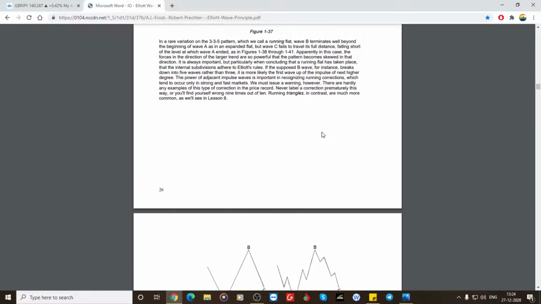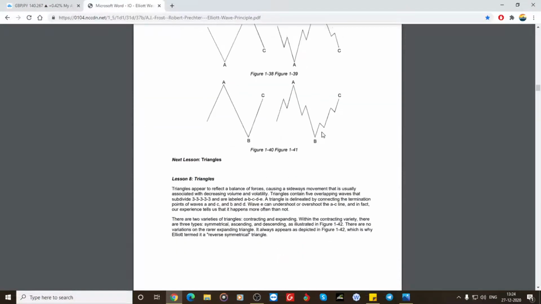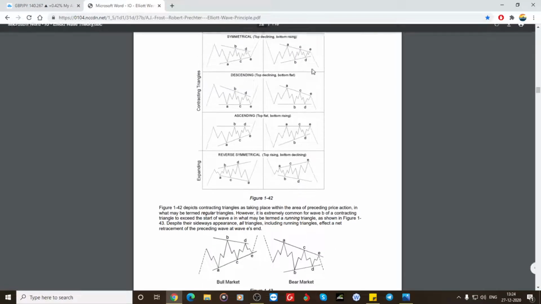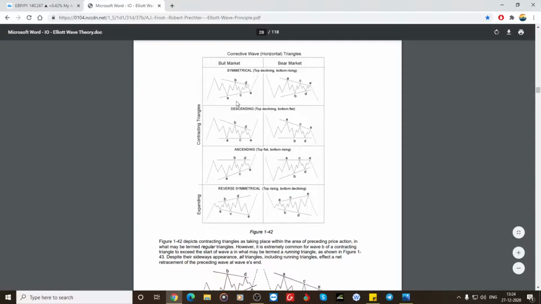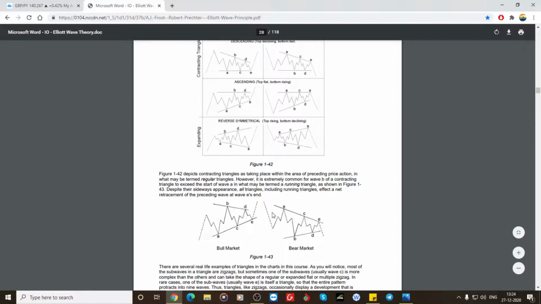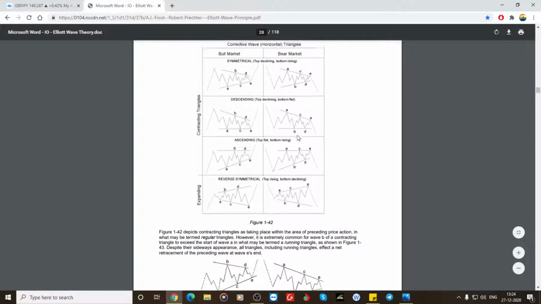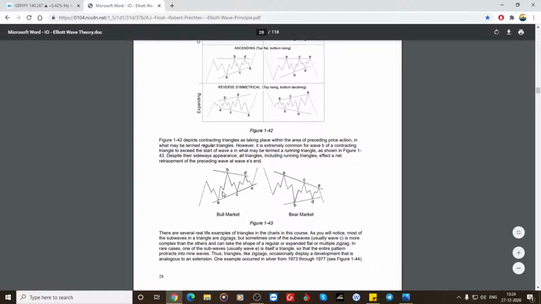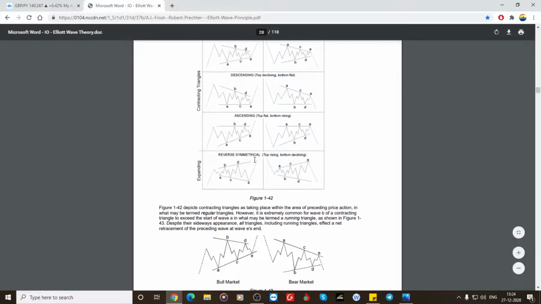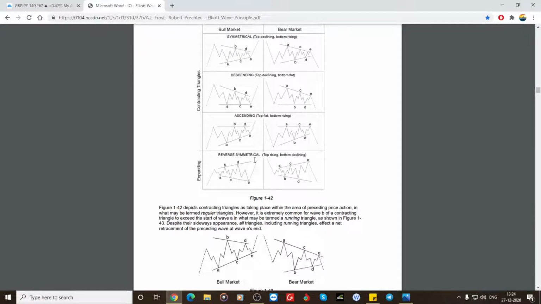So thanks for watching, and we will see in the next video in the triangle series. In the triangle, just for information, there are 4 triangles plus 1, the 5 triangle patterns. So 3 are contracting triangles, 1 is an expanding triangle, and another one is a running triangle. So we will discuss this in the next part, part 7.